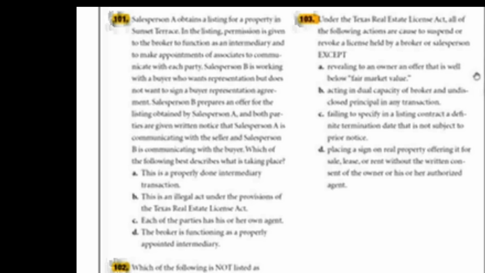Can the realtor offer the owner an offer that is below market value? Reveal the offer? Can a realtor or broker act as dual capacity in the state of Texas? C, failing to specify in a listing a termination date, placing a sign without written permission. So these are all illegal acts that can revoke a license, right?